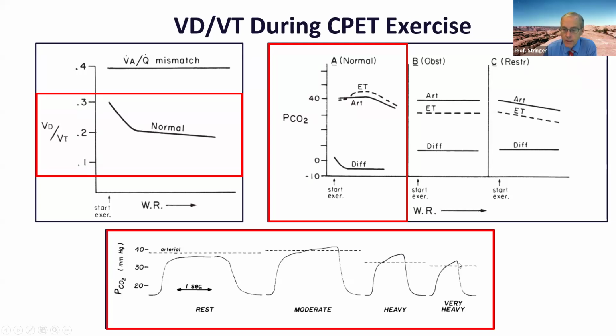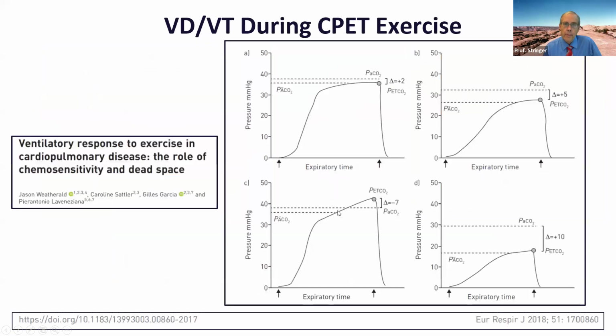And I recommend it. It's not a cheap piece of equipment, but it's a very helpful piece of equipment in trying to decide what the VD/VT is during exercise. And so remember, the components of a high ventilatory equivalent are either a low arterial CO2 or a high dead space, or both. And so it's helpful to be able to eliminate a high VD/VT as the etiology of a high ventilatory equivalent.